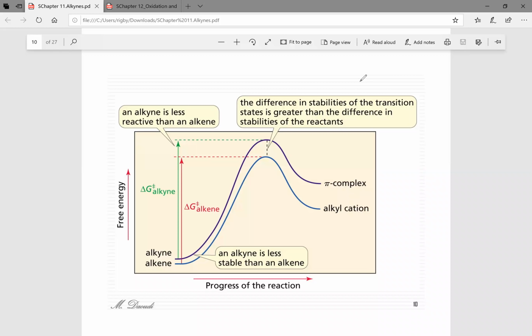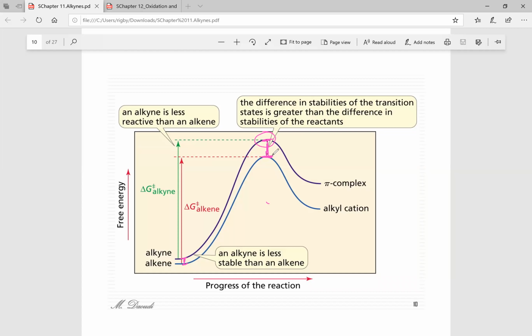So an alkyne is overall less stable, but it also has a larger difference in stability. So overall, an alkyne is less reactive than an alkene because its activation energy is much higher, okay? And so the difference in stabilities of the transition states is greater than the differences in stabilities of the reactants. So what that's saying here is that even though these seem very close in energy, the activation energy is going to be much different, okay?